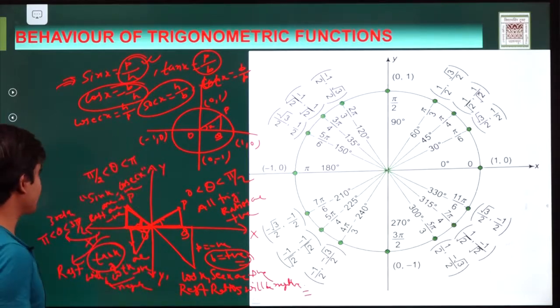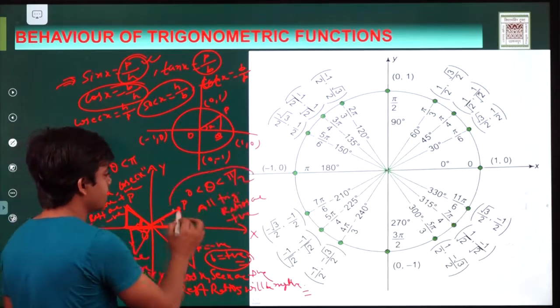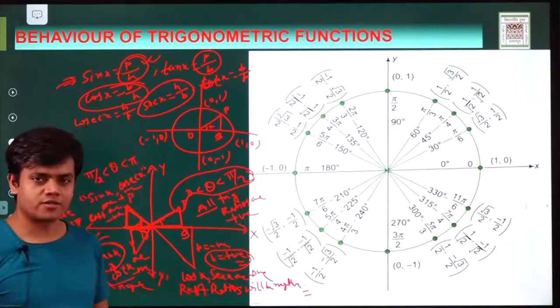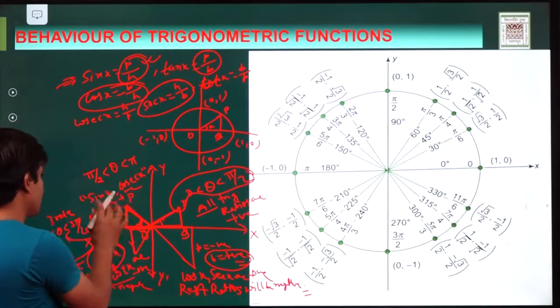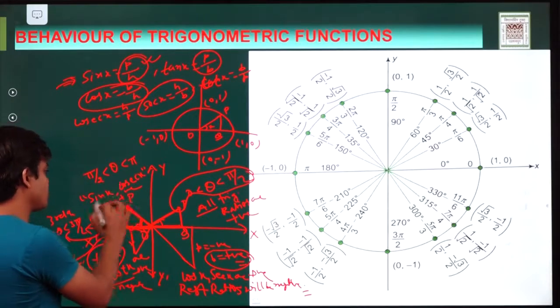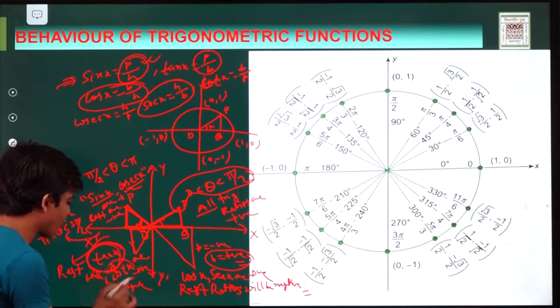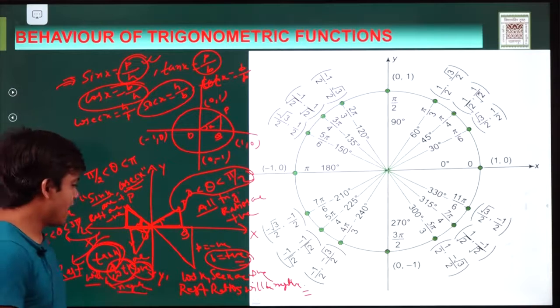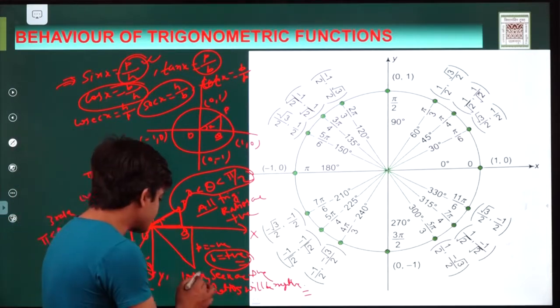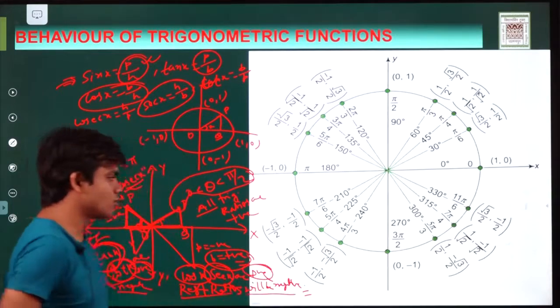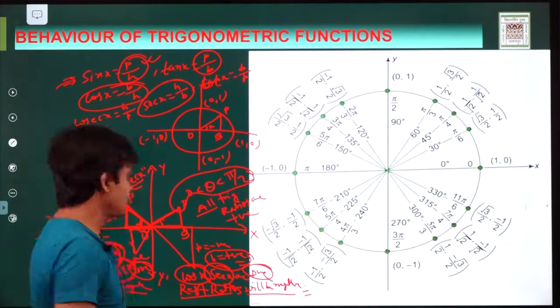Okay, so what have we seen over here? Let me conclude. In the first quadrant, from 0 to pi by 2, all trigonometric ratios are positive. In the second quadrant, only sine and cosec are positive, rest are negative. In the third quadrant, only tan x and cot x are positive, rest will be negative. And in the fourth quadrant, cos x and sec x will be positive and all the rest of the ratios will be negative. All right?